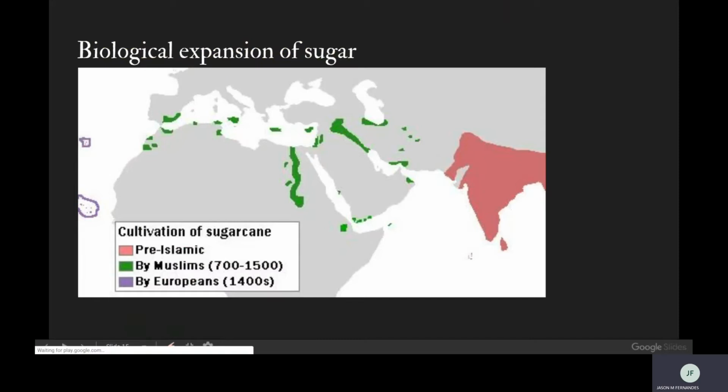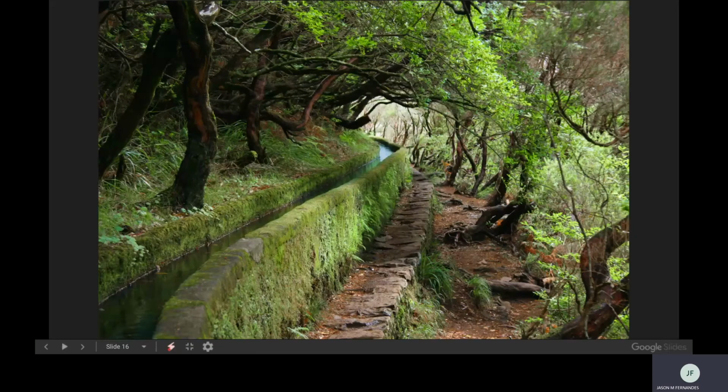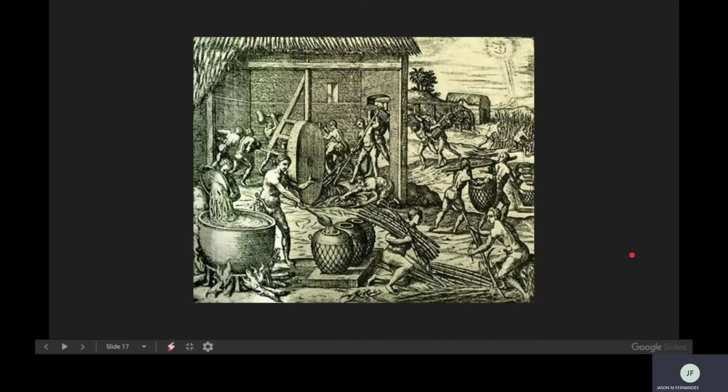Right? And that's one of the photos from Madeira today, right? The stuff is still there. So that's their water system, so they can actually water this sugar cane. Right? And you can see it's all terraced out here. Right? Really, really labor-intensive work. And then we get to the New World, right? And this is where we're going to see a major change in sugar production, right?